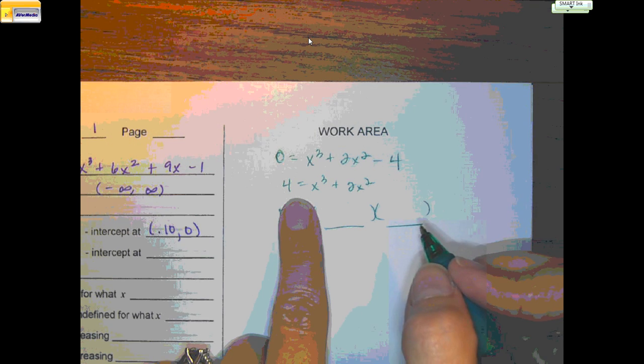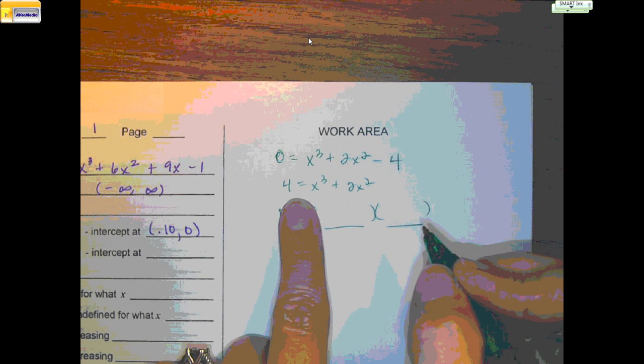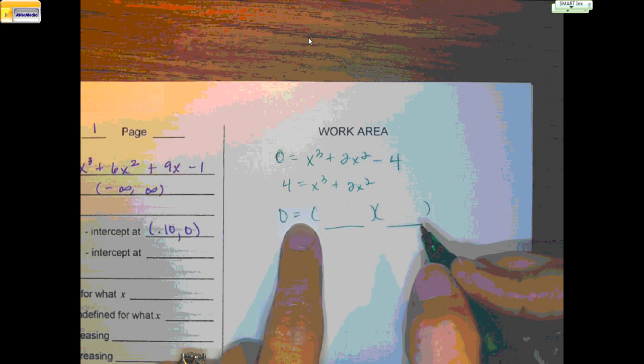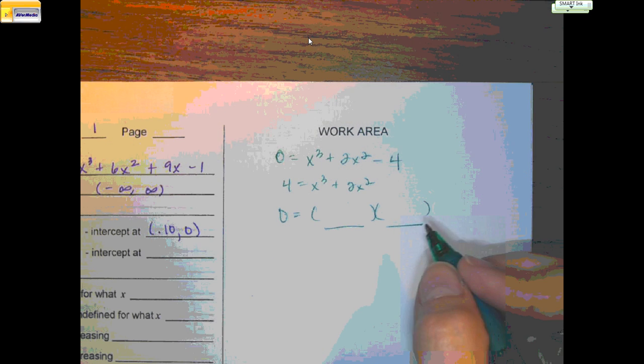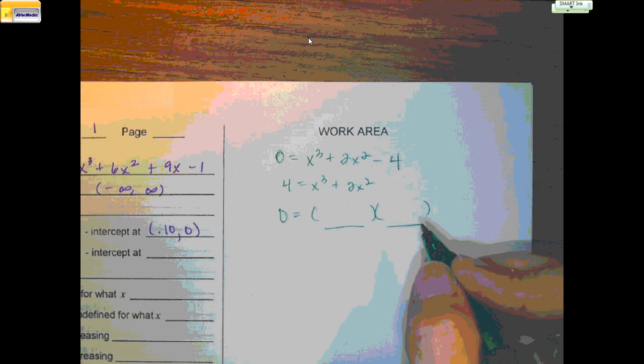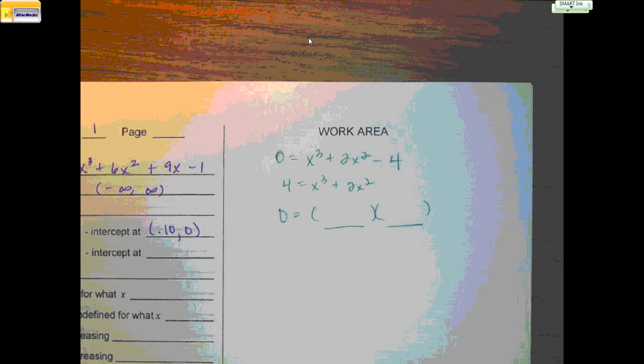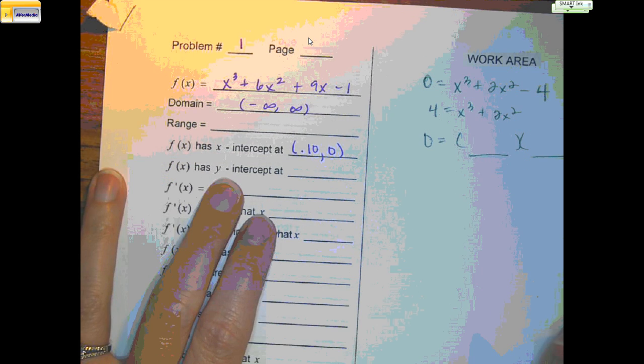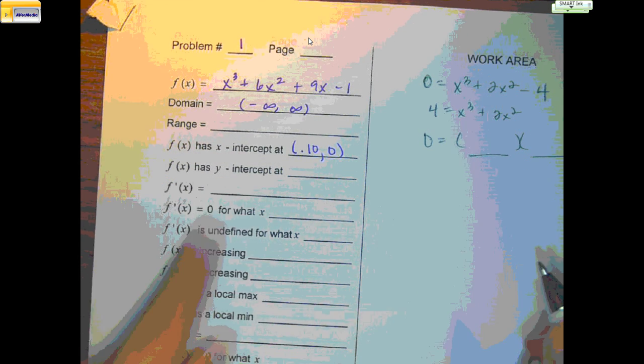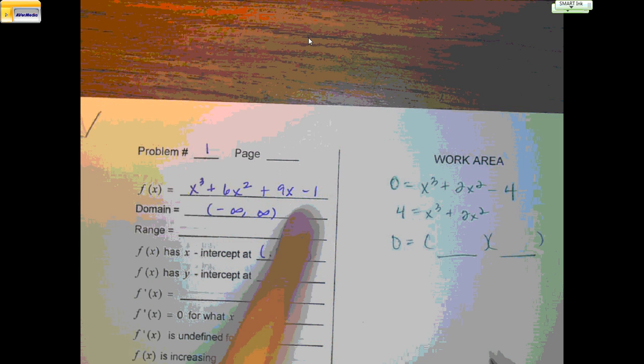Does that make sense? It has to be a 0. If you don't have a 0 over there, forget it. You can't do it that way. Are there any questions? Okay. The y-intercept is where we take x and we replace x with 0. When I do that, I get a negative 1. So if I put in 0, I get negative 1.